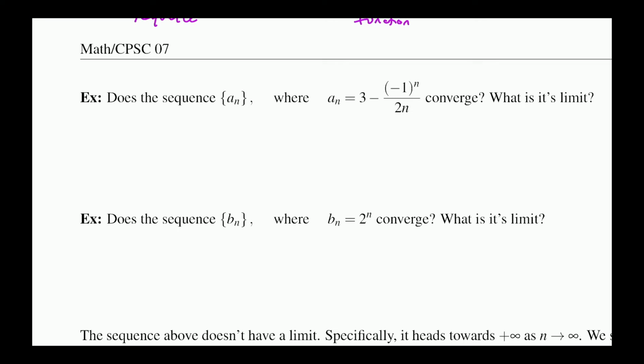I would recommend that the way you do this is kind of like this. So if I want to know if this sequence converges, I'm not going to apply any complicated math. What I'm going to do is just start calculating some of these. So what's A1? A1 is 3 minus negative 1 to the 1 over 2 times 1. I'm going to need a calculator for this. Give me 1 second.